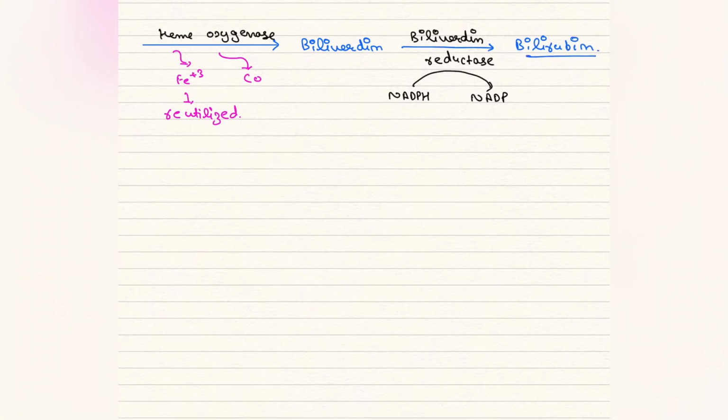Now what is this bilirubin? The bilirubin formed is unconjugated. This bilirubin needs to go to the liver for further metabolism, and for excretion we are going to make it water soluble. This unconjugated bilirubin is not water soluble. So in the blood, so that this bilirubin will not be excreted into the urine, albumin will bind with it and go to the liver.